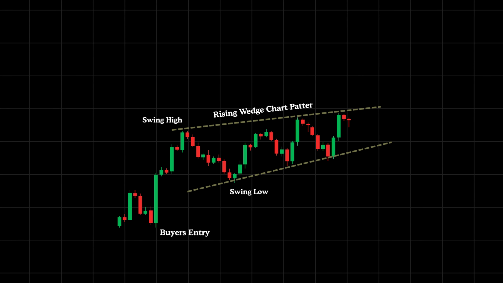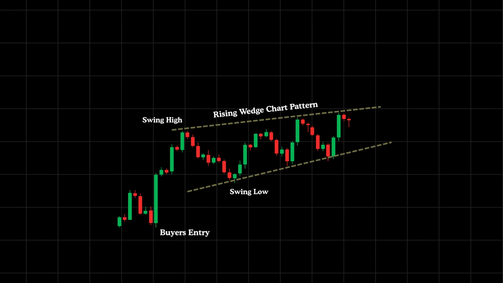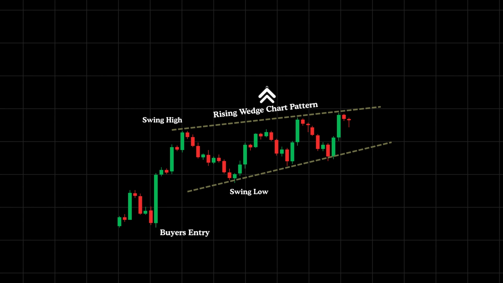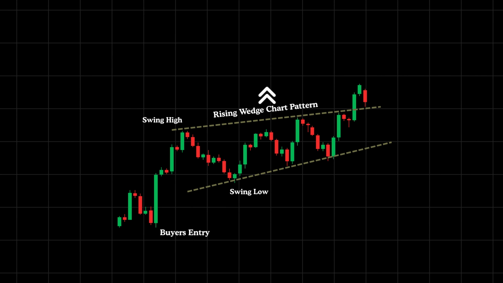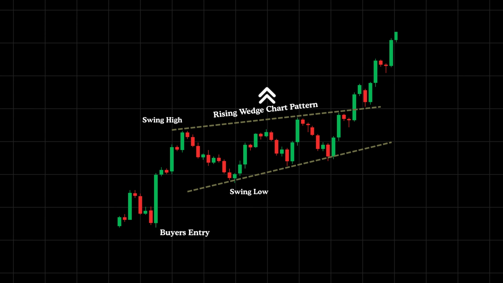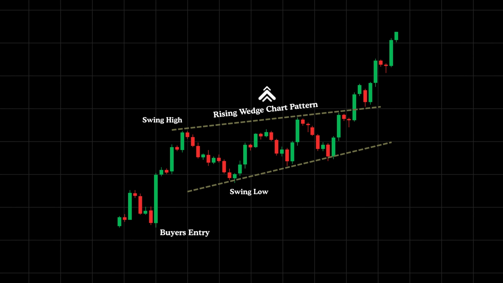When you connect the swing highs and swing lows with two trend lines, a rising wedge chart pattern becomes visible. In this formation, both trend lines slope upward, which is why it's known as the rising wedge pattern. Eventually, the price breaks this formation on the upside with a strong bullish candle and continues moving higher.